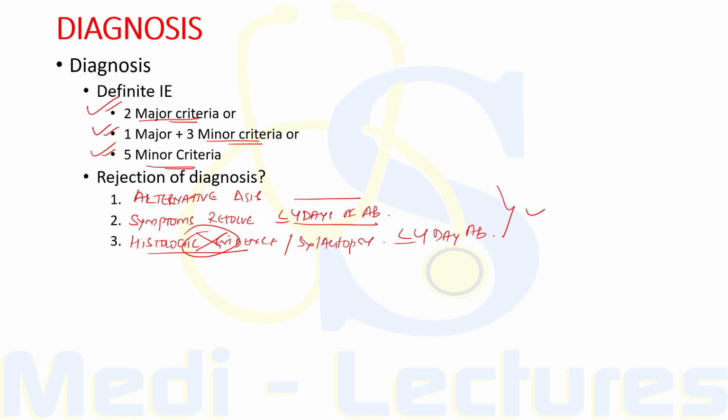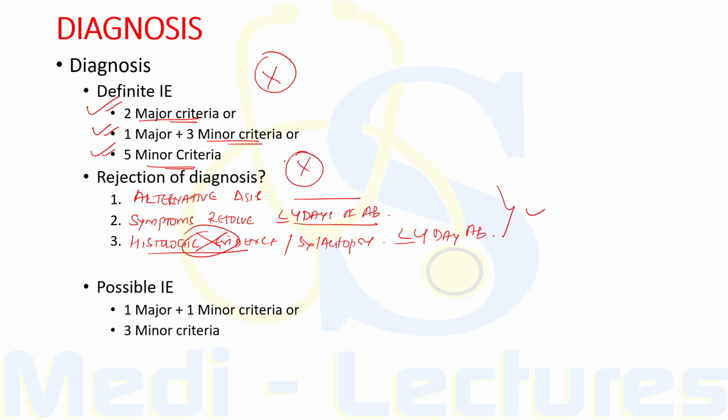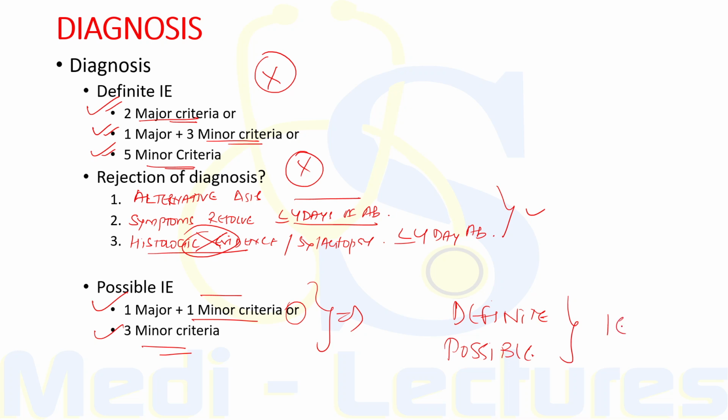Now, the cases which are not classified as definite infective endocarditis, neither are these rejected, these will be considered as possible infective endocarditis. So when they meet one major along with one minor criteria, or 3 minor criteria are present, these will be possible infective endocarditis. It is important to note that both definite and possible infective endocarditis are treated as infective endocarditis.